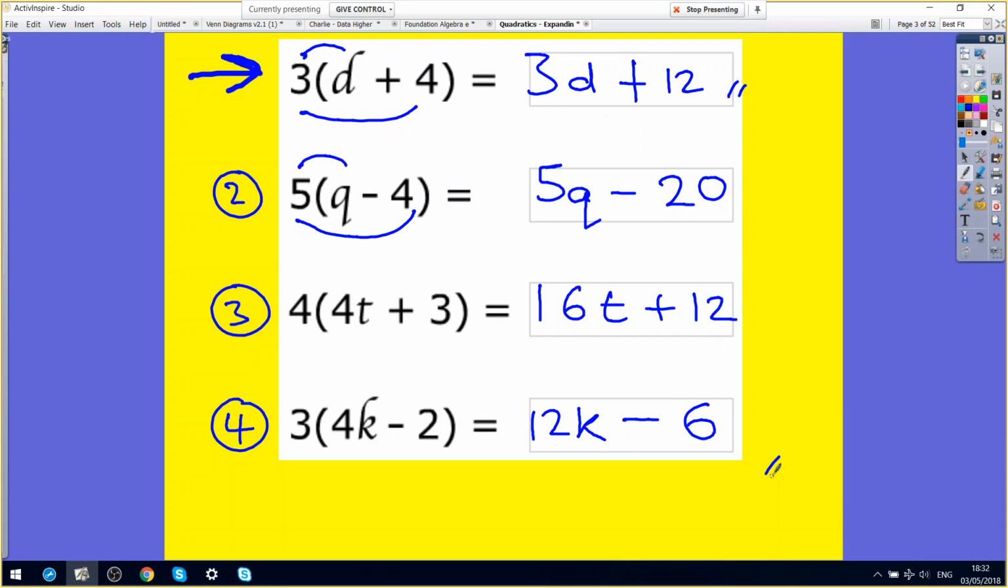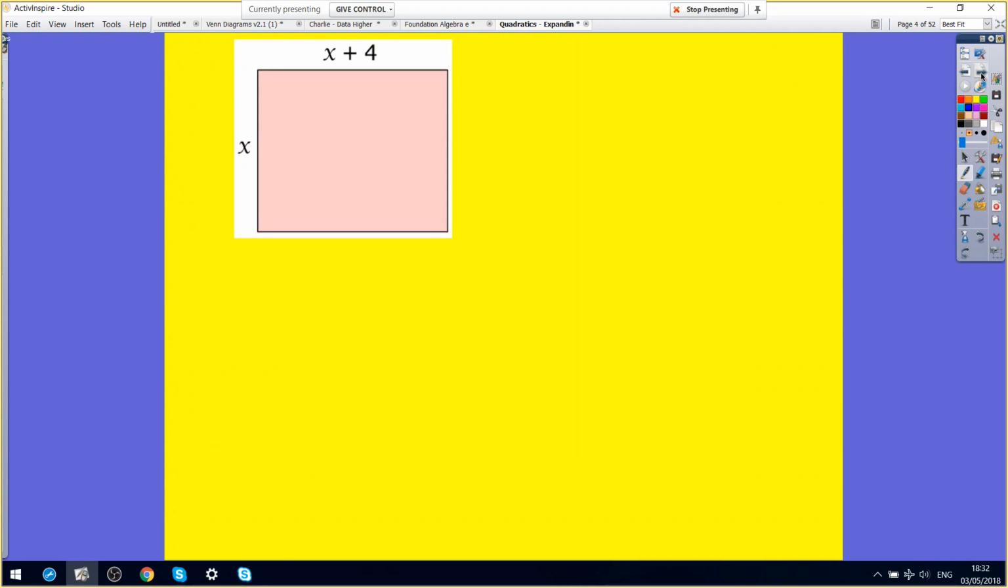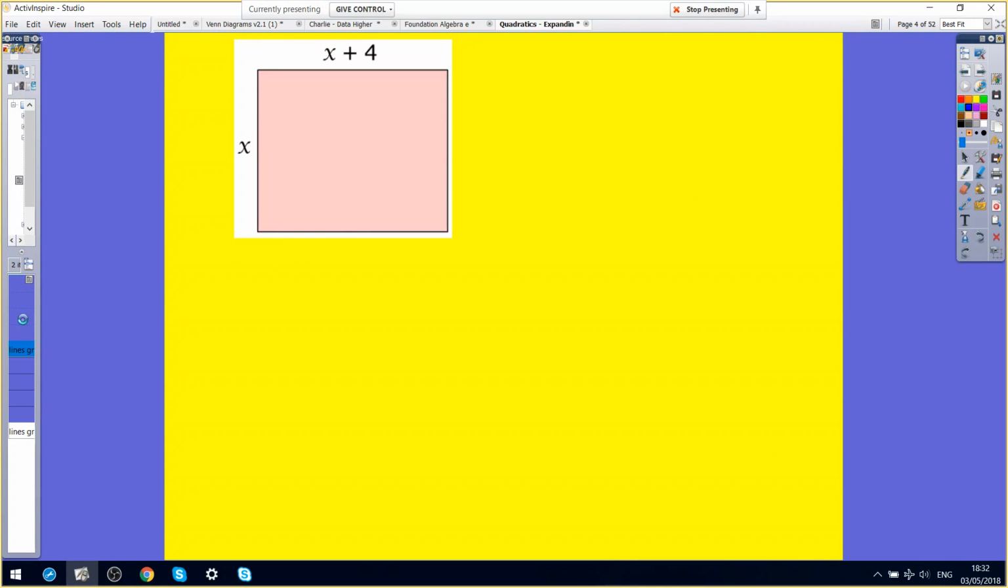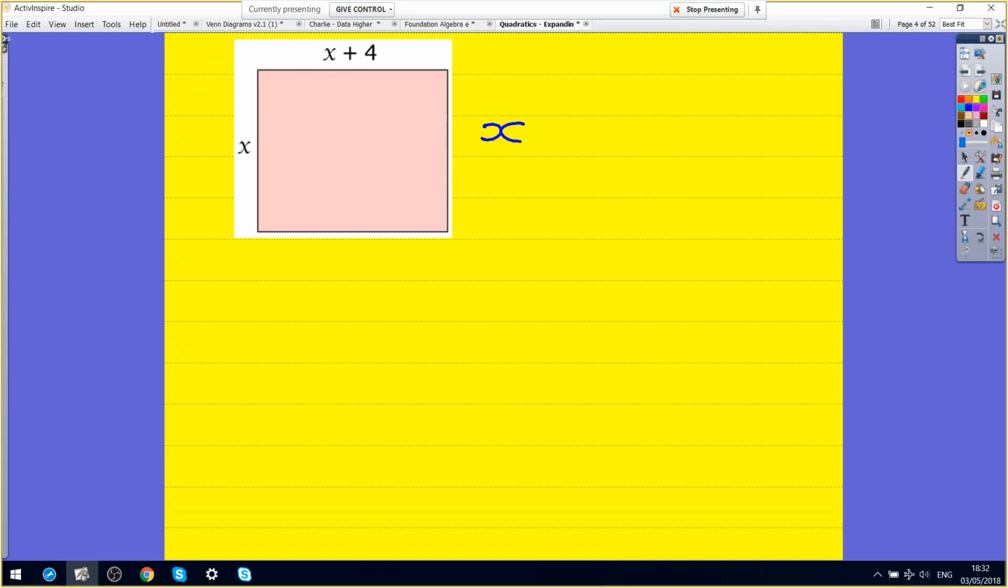Okay, any questions there? Nah. Okay, and so this comes from a rectangle base times height, and it's literally just the outside times the first one, and then the outside times the second one, and that gives you the total. This one, so the area for this rectangle, base times height, will be x times x plus 4. So that can be written the short way, x bracket x plus 4. What would that be?